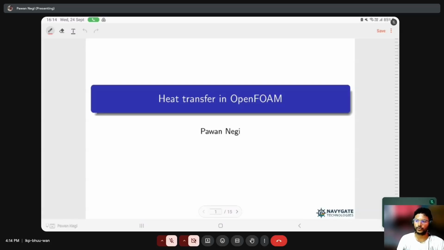Today we are going to talk about the theory behind that, and then we'll dive into the setup of these kinds of simulations in OpenFOAM. Let's get started.